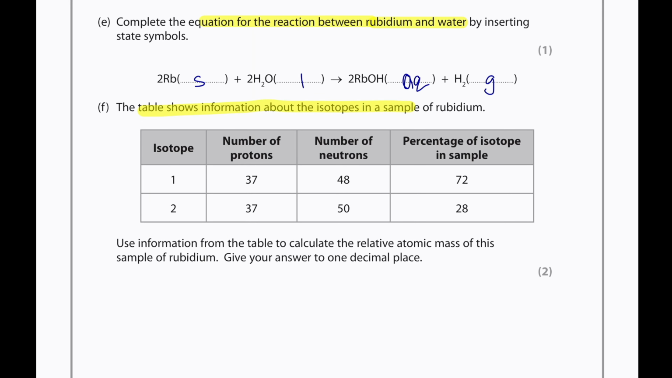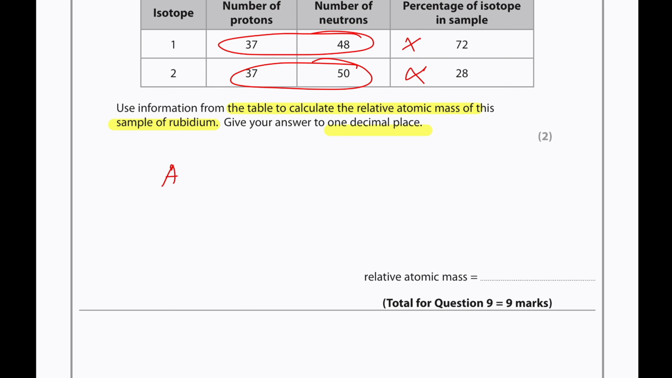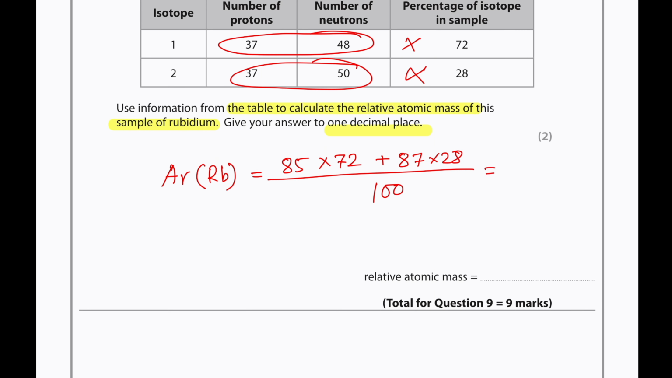The table shows the information about the isotopes in a sample of rubidium. Use the information from the table to calculate the relative atomic mass for the sample of rubidium. Our answer must be given to one decimal place. So what we're going to do is take the mass number and multiply it by its percentage for both cases, and then we will divide by 100 to get the average relative atomic mass.